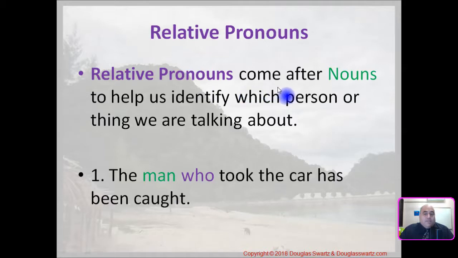Relative pronouns come after nouns in sentences. They help us identify which person or thing we are talking about. In the first example, the man who took the car has been caught. Who is the relative pronoun? It comes after the man, or the subject that it's talking about, in this case, man. Who is talking about the man. Who took the car has been caught.